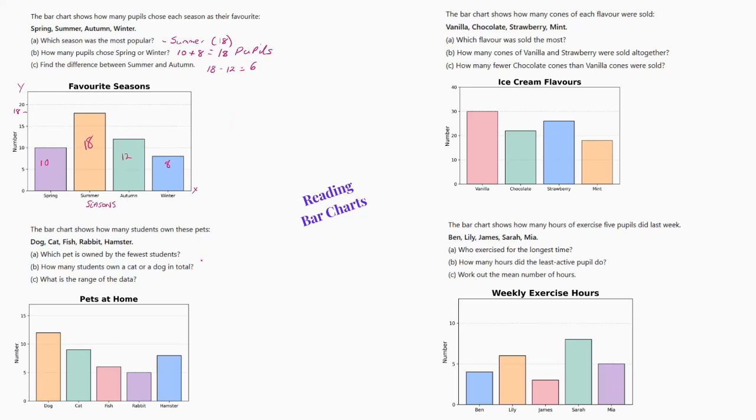Next one, the bar chart shows how many students own these pets. Dog, cat, fish, rabbit, hamster. Which pet is owned by the fewest students? So let's have a look. Numbers up there, pets here. Remember to always label your graphs. So the fewest students had rabbits, and that was 5. So 5 students have rabbits.